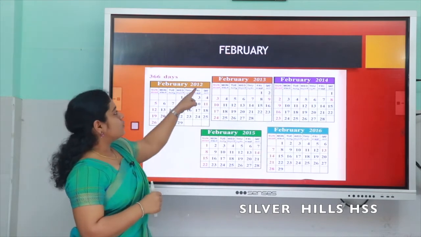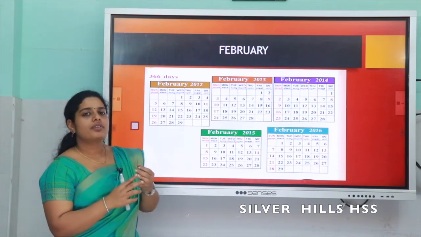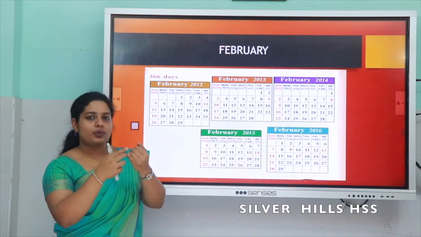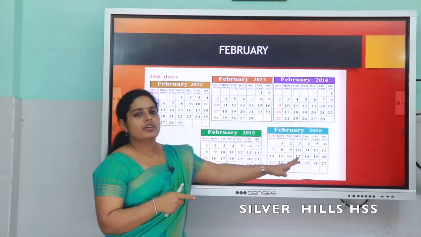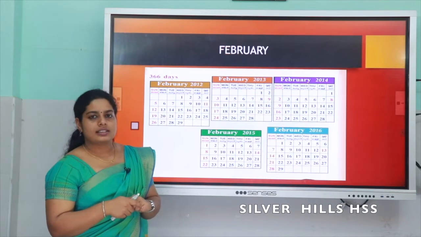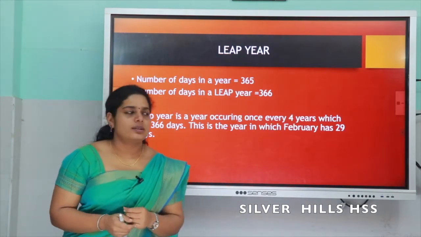That is, if in 2012 February has 29 days, then after 4 years, the next 4th year, 13, 14, 15, 16, in 16 only February will have 29 days. Next we have the leap year. What is a leap year?